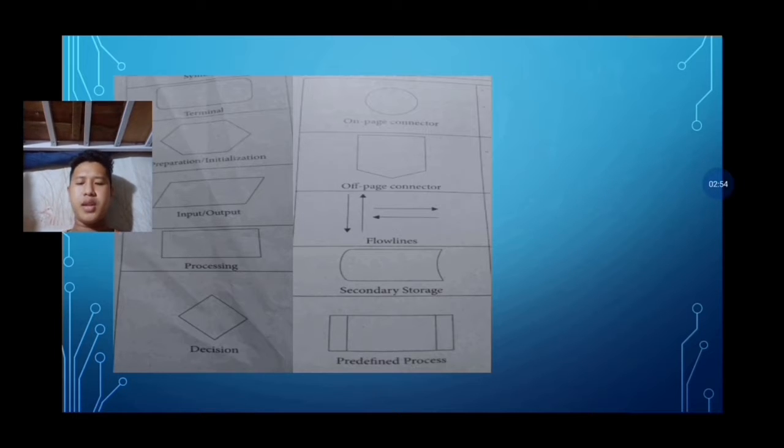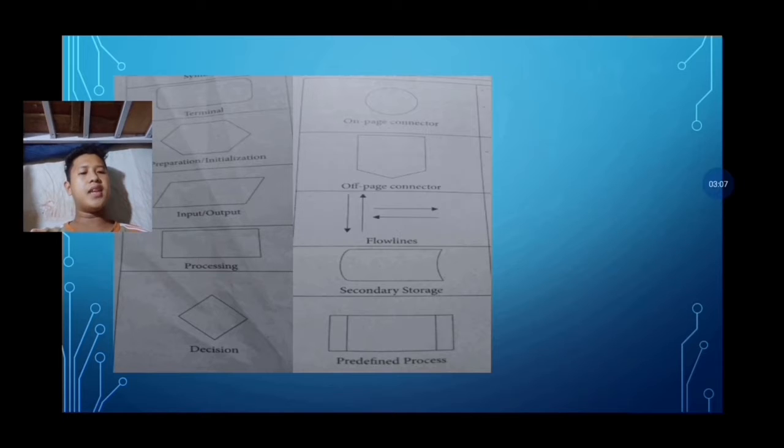Processing. Performs any calculation that is to be done. Decision. Signifies any decision that is to be made. On-page connector shows the entry or exit point of the flowchart. Off-page connector designates entry to or exit from one page when the flowchart requires more than one page. Flow lines signify the process to be executed next.